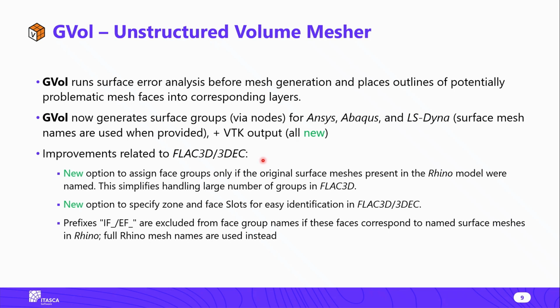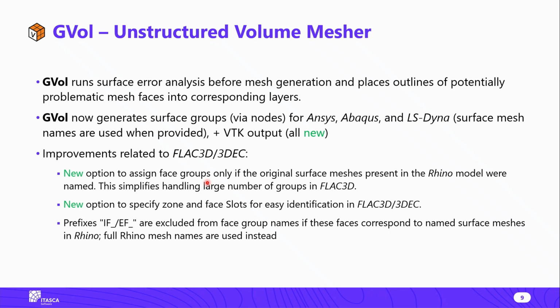And there are some improvements related to FLAC3D and FreeDEC, mostly related to group assignment, specifically to surface meshes. For example, if surface meshes didn't have a name in the Rhino model, there's an option to exclude them from the FLAC3D model. This helps when users work with very large models containing, let's say, hundreds of surface meshes, and not all of them are relevant for numerical analysis. So there's no need to create a group name for them, and this simplifies identification of surfaces in FLAC3D.